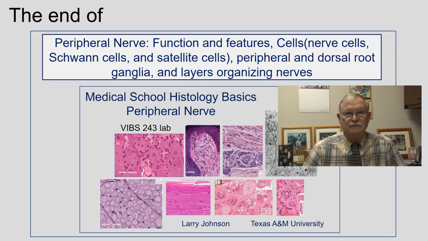This is the end of peripheral nerve, that is the function and features, cells, dorsal root ganglia, and the layers of organization of nerves. Thank you.